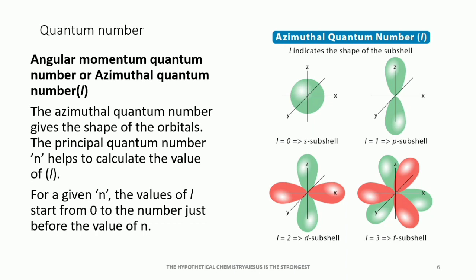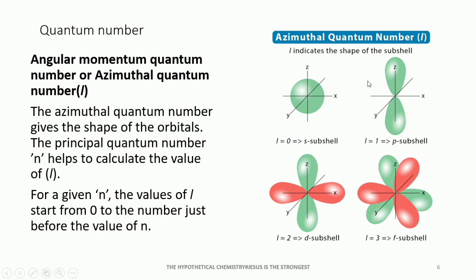The principal quantum number n also helps us to calculate the value of the angular momentum quantum number. Now, for a given principal quantum number, the value of the angular momentum quantum number will start from 0 and end at the number just before the value of n. As we know from the previous slide, the principal quantum number starts from 1 upward, so 1, 2, 3, 4 in that order. So the principal quantum number will help us to know the angular momentum quantum number, whose value starts from 0 and ends at the number before the principal quantum number in question.